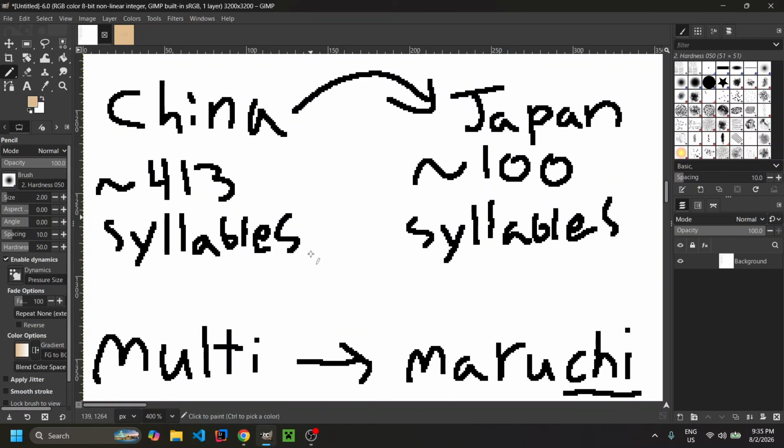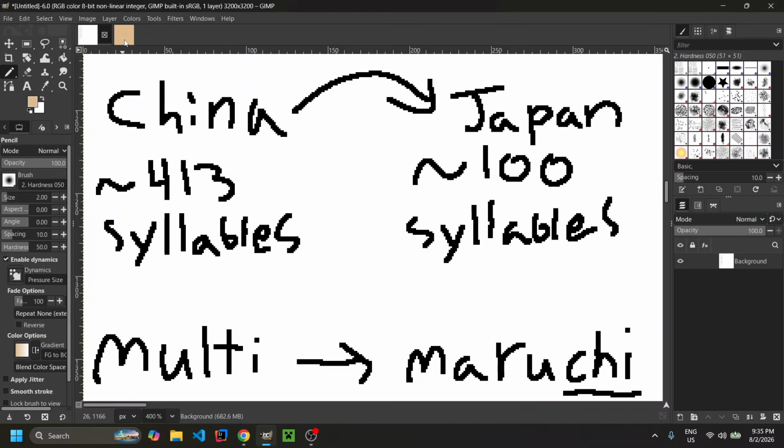Now, for an English example, we have multi, but they can't do the L in two cases. They can't do the ML blend that we do when we say mul, and they can't do the R sound or the L sound by itself because their L is their R mixed together. It's somewhere in between, so that's maru. And they can't do T, so they do chi, so it's maruchi for multi. Very different word, but there it is.